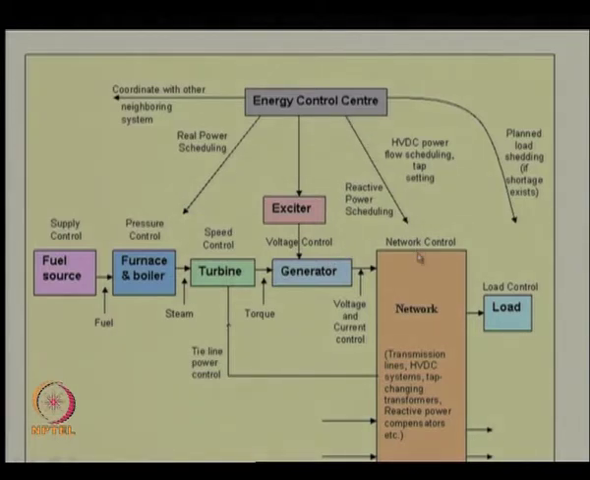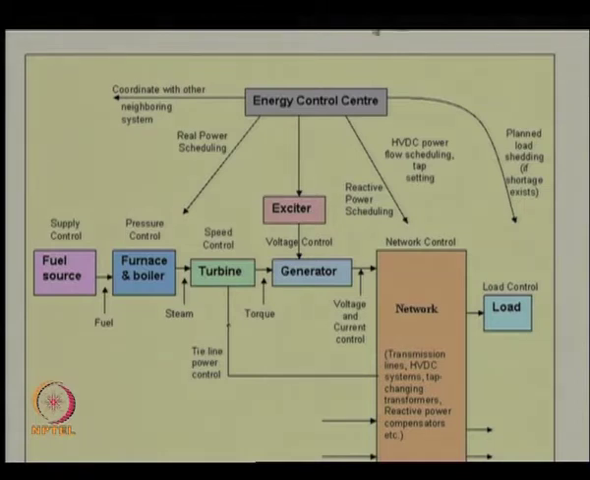An energy control center may also have control over components which are there in the network. For example, a high voltage DC system, you can control the power output of a high voltage DC system, or the reactive power output of certain reactive power compensators within the network. The energy control center may also sometimes do a bit of load shedding in case there is a severe generation deficit.